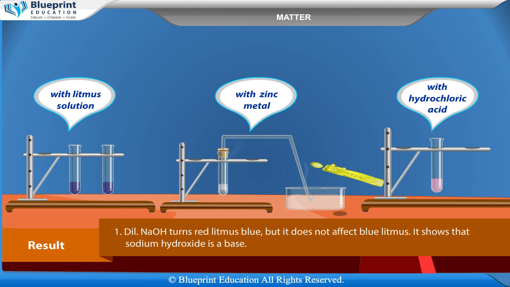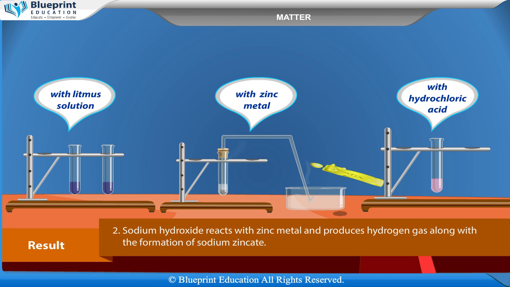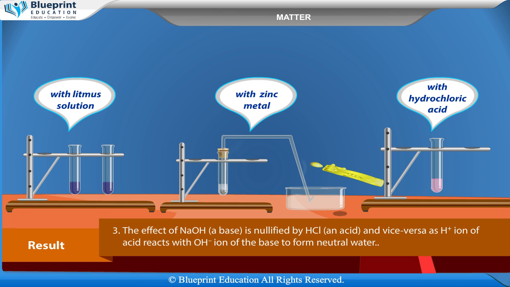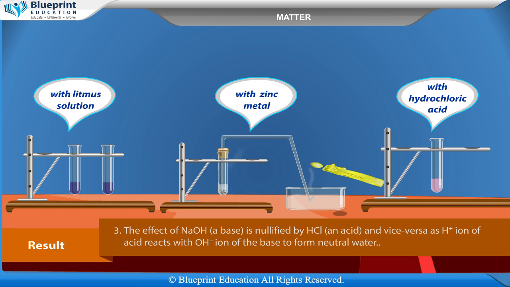Result: dilute NaOH turns red litmus blue, but it does not affect blue litmus. It shows that sodium hydroxide is a base. Sodium hydroxide reacts with zinc metal and produces hydrogen gas along with the formation of sodium zincate. The effect of NaOH, a base, is nullified by HCl, an acid, and vice versa, as H+ ion of acid reacts with OH- ion of base to form neutral water.